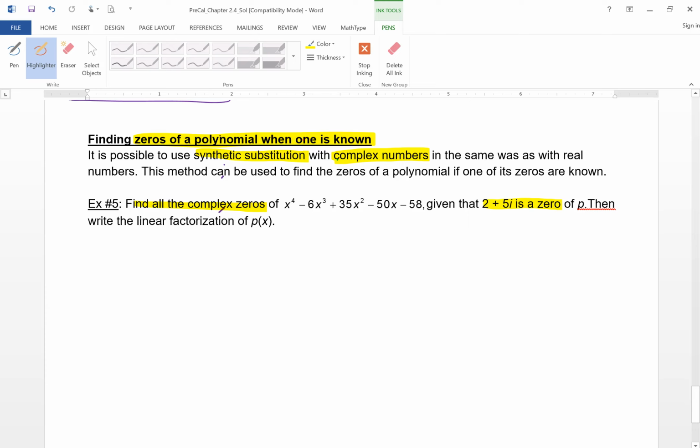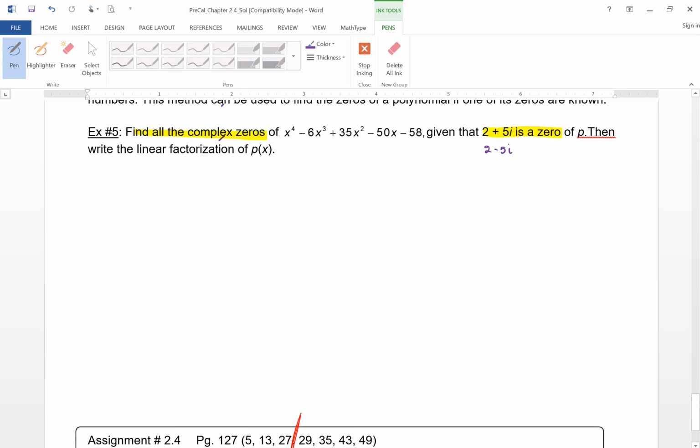Okay? Right. But I need, okay, so how many total zeros does this have? 4. One of them is 2 plus 5i. That means another one is 2 minus 5i. But I still have 2 more. Those other 2 are either both imaginary or they're both real. And they could be rational, irrational, positive, negative, whatever. Okay. So what we do is synthetic division with 2 plus 5i.